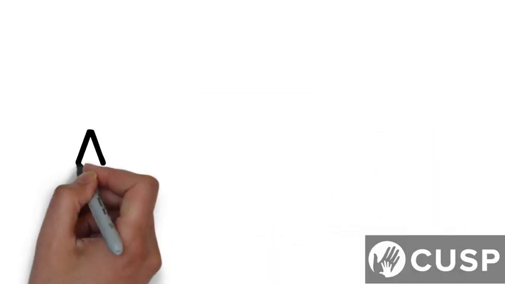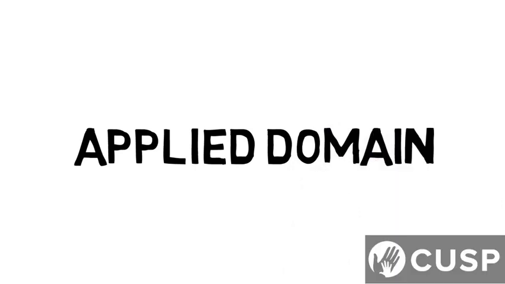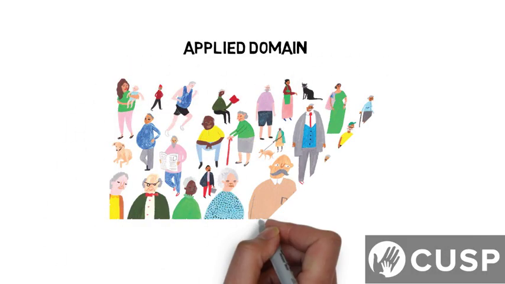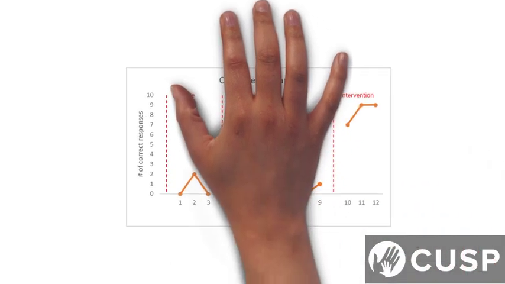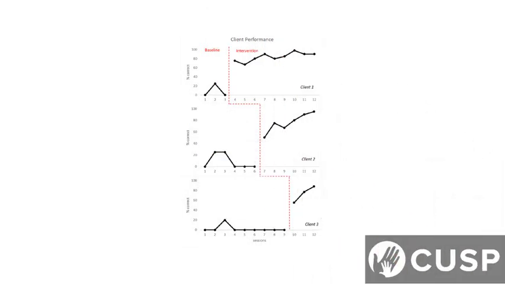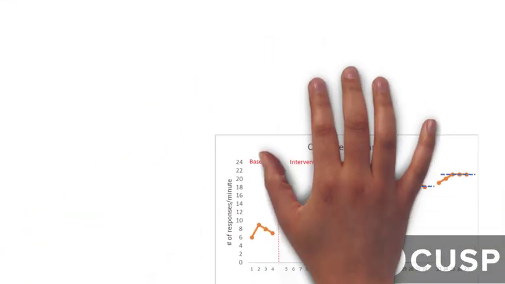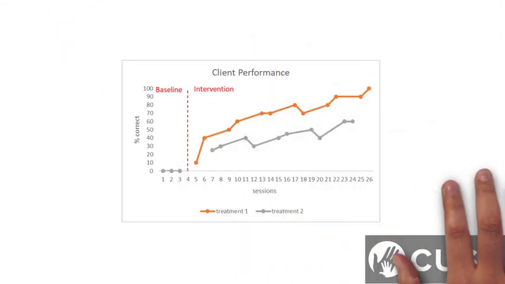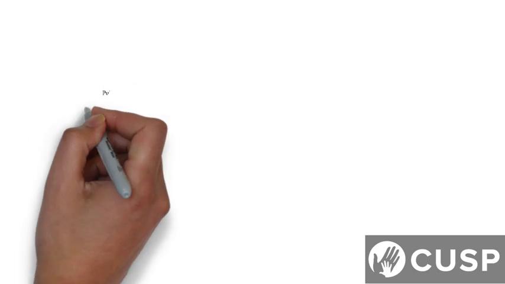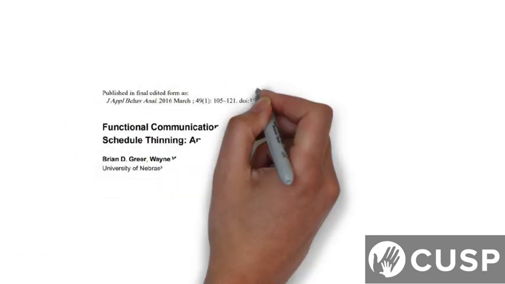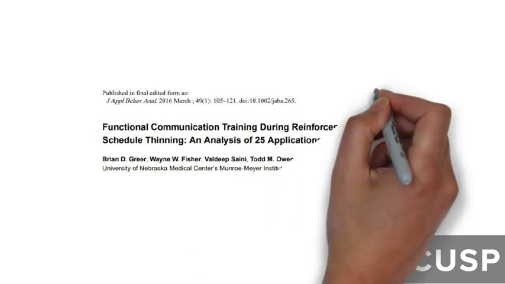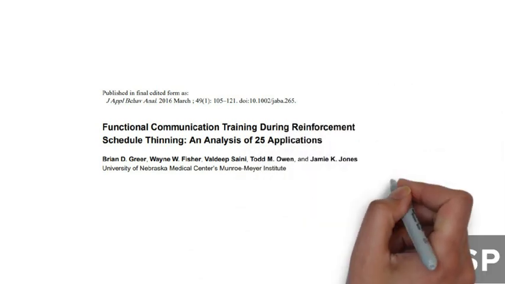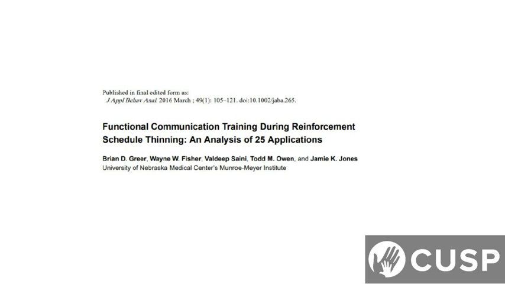In the applied domain, research benefits the participants that are in the study, and we can evaluate the effects of the intervention using experimental designs such as reversal, multiple baseline, changing criterion, and alternating treatment designs. For example, Greer and colleagues published a study in 2016 and found schedule thinning procedures that use discriminative stimuli can maintain the effectiveness of functional communication training while minimizing the need for punishment or other supplemental procedures.